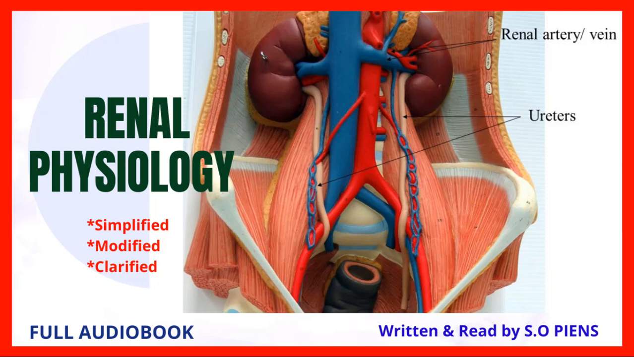Now, another important function of the kidney is the regulation of acid-base balance. Okay, regulation of acid-base balance. This is done through the use of different buffering systems: ammonia buffer system, bicarbonate buffer system, and phosphate buffer system.